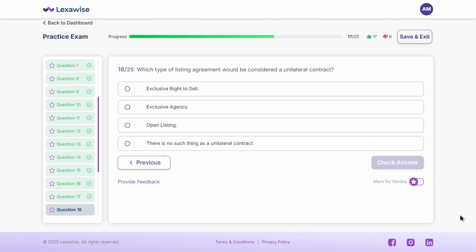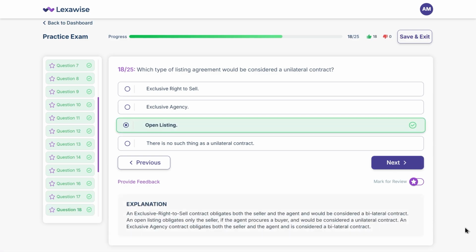Which type of listing agreement would be considered a unilateral contract? A. Exclusive right to sell. B. Exclusive agency. C. Open listing. D. There is no such thing as a unilateral contract. Got it? And the answer is option C. Open listing. An open listing only obligates the seller, making it unilateral, unlike exclusive agreements.